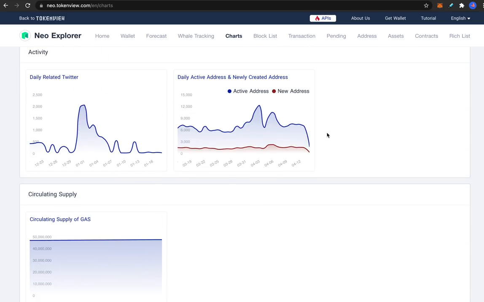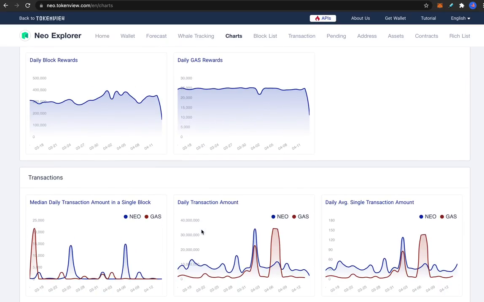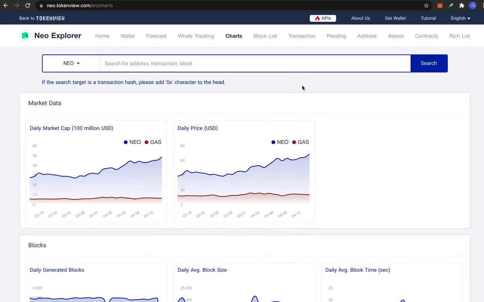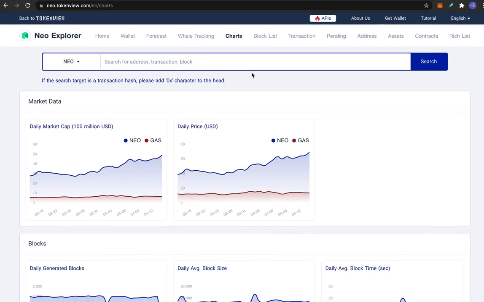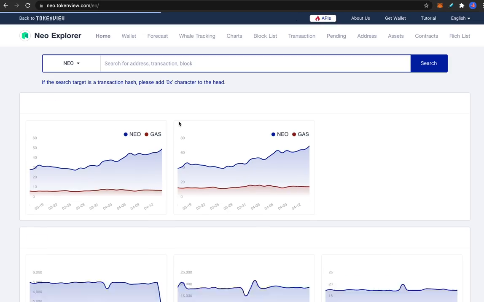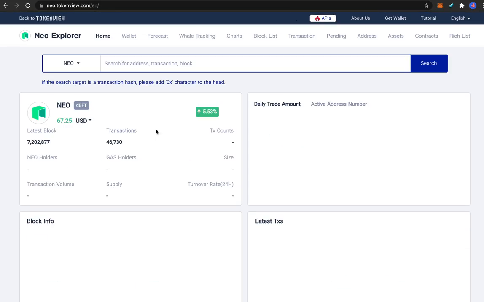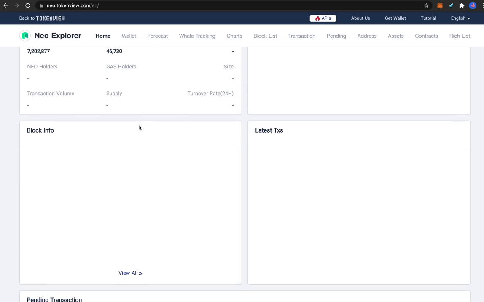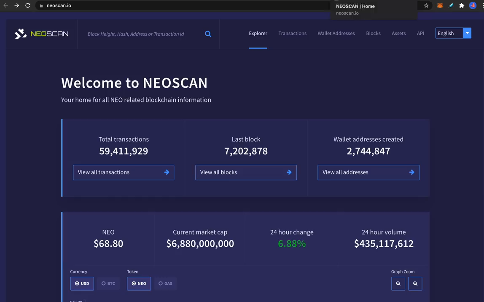Anyway, that's it for these charts. The charts are a little bit lacking, but even the charts we have are not looking great for NEO at this moment in time. And one more thing that I wanted to showcase from here is the total amount of transactions ever done on this blockchain. Let me see where it was. Was it here?